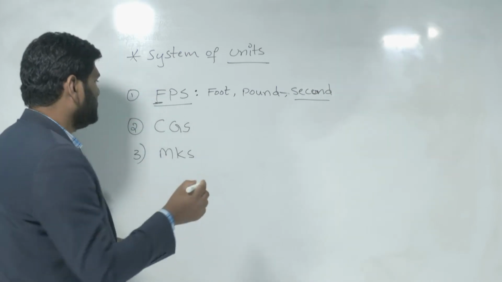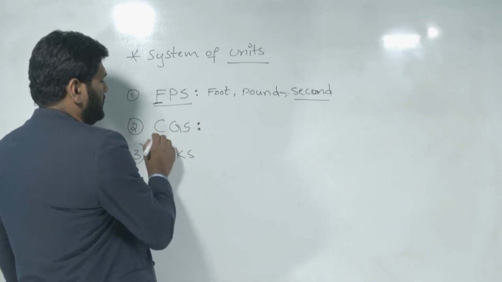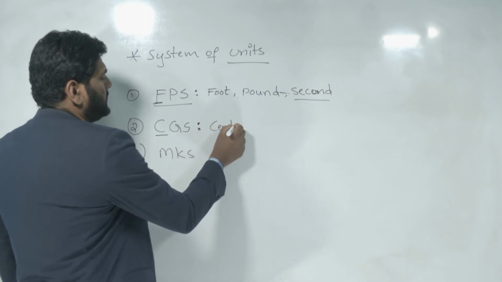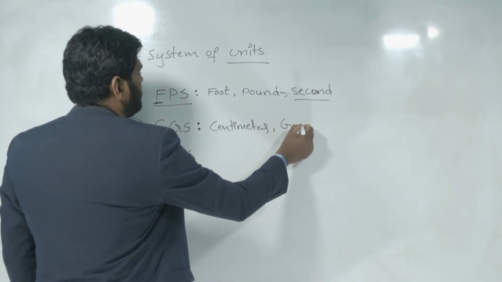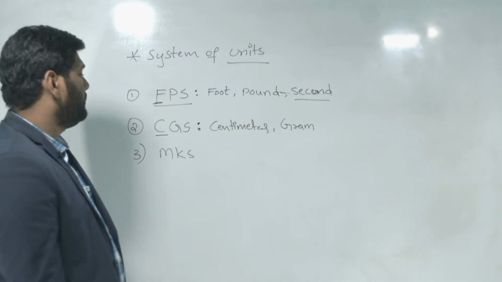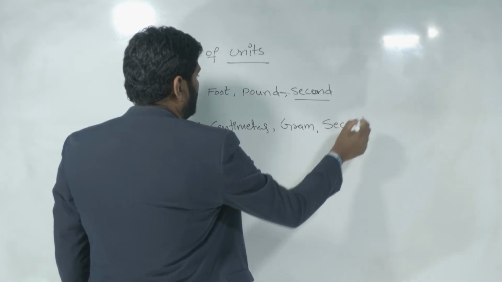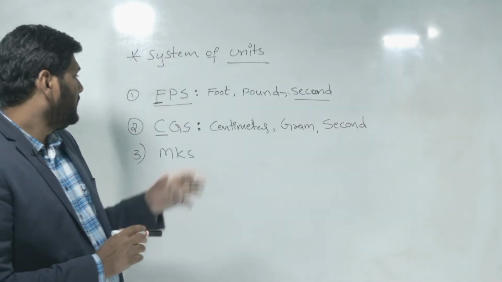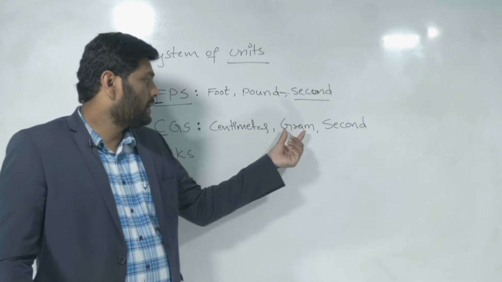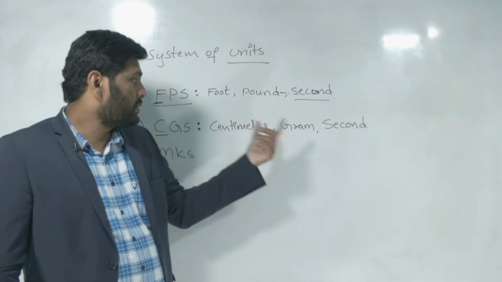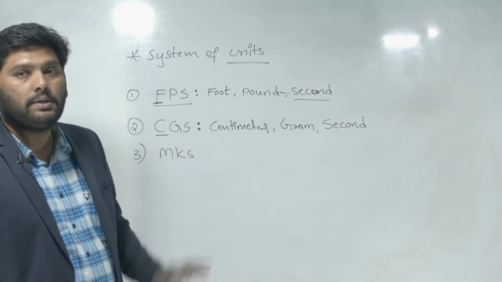Now coming to the CGS system. C stands for centimeter, G stands for gram, and the other one is second. Which means that in the CGS system, the length unit is centimeter, the mass unit is gram, and the time unit is second. Understand? So this is about the CGS system.